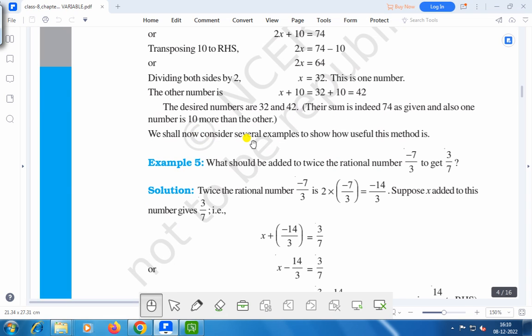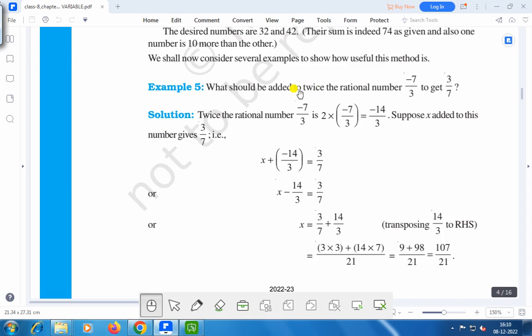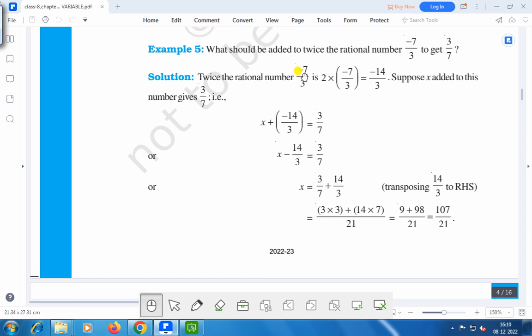We shall now consider several examples to show how useful this method is. What should be added to twice the rational number minus 7 by 3 to get 3 by 7? Twice the rational number minus 7 by 3 is 2 into minus 7 by 3, which is equal to minus 14 by 3. Suppose x is added to this number to give 3 by 7.